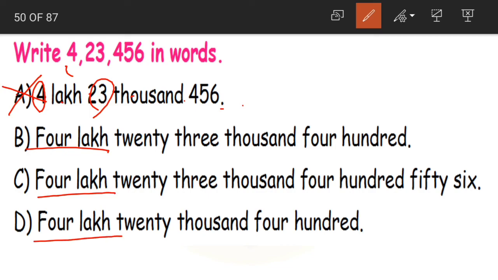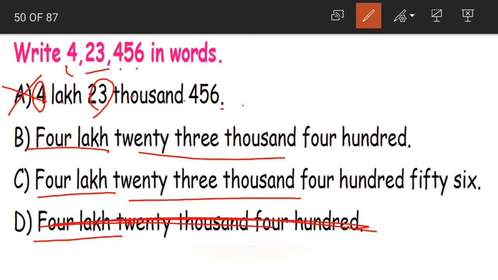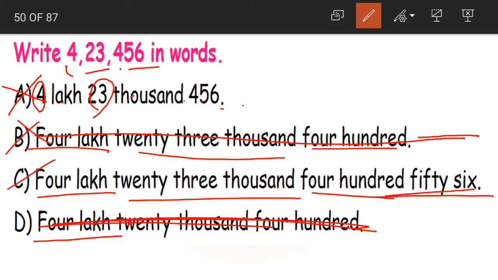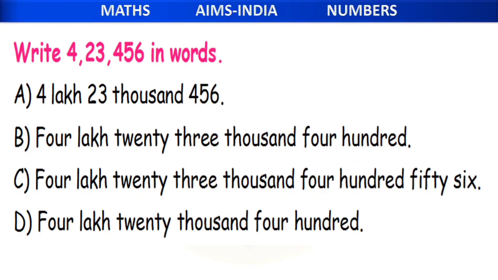4 lakh. Yes. Next, 23,000. But here we're having 20,000. So wrong option. 400, 56. Here there is no 56 only. So option B is wrong. Only option C is our correct answer. 4,23,456. Yes, children. I hope this was clear.